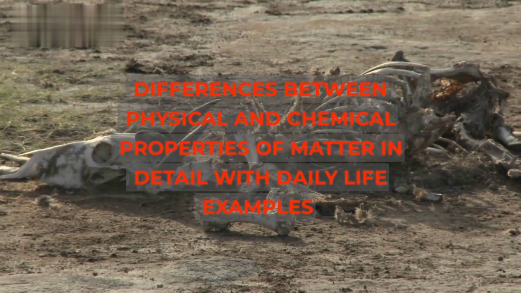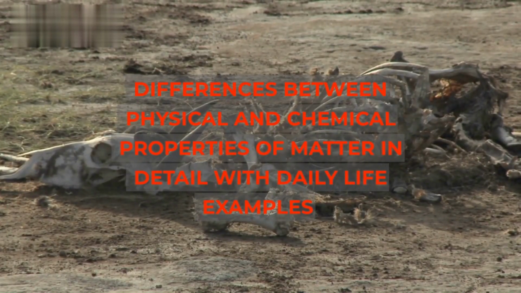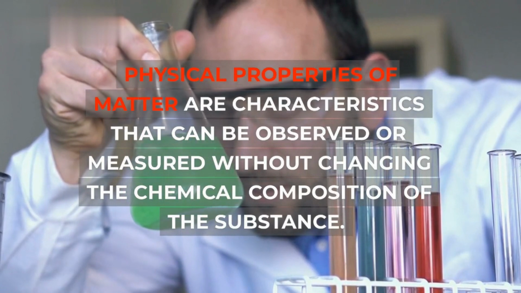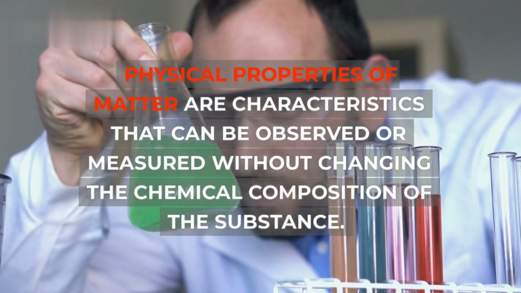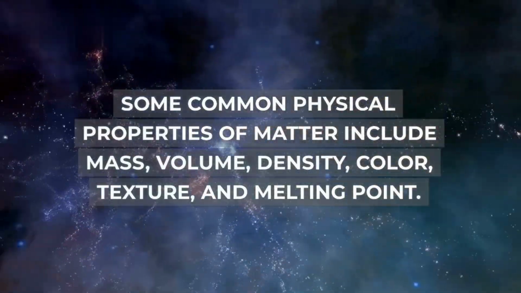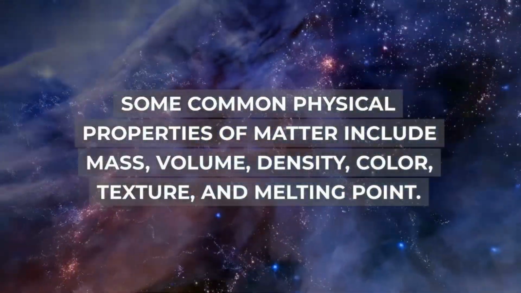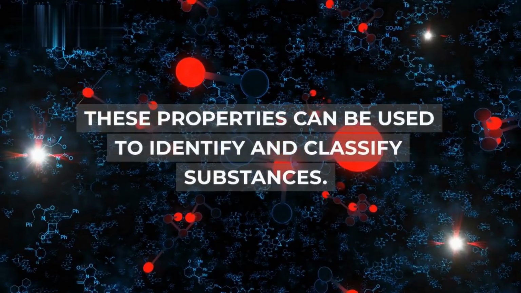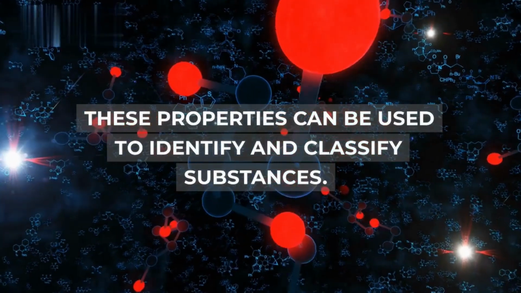Differences between physical and chemical properties of matter in detail with daily life examples. Physical properties of matter are characteristics that can be observed or measured without changing the chemical composition of the substance. Some common physical properties of matter include mass, volume, density, color, texture, and melting point. These properties can be used to identify and classify substances.